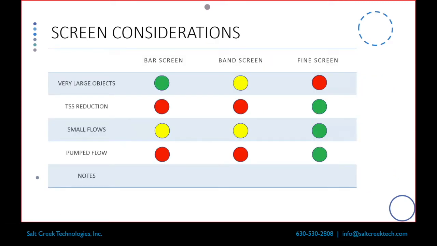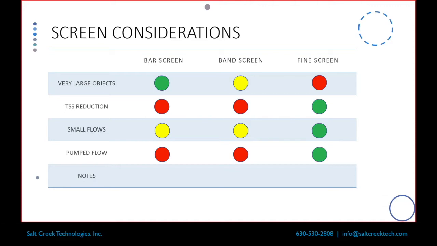A disclaimer on these charts that I'm going to put up here, these stoplight charts. This is by no means saying if it's red, you should never put it in the system, or if it's green, don't even think about it, just do it. But I think it's a good way to start a conversation and a good way to think about how people approach this when they're selecting different technologies.